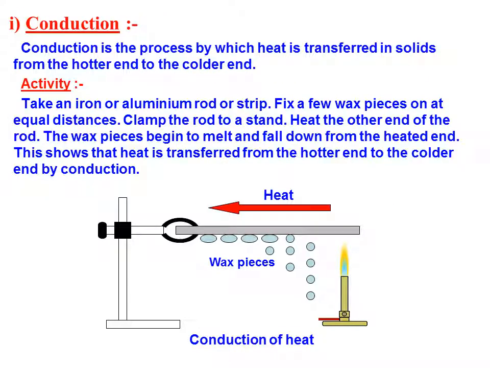Conduction. It is the process in which heat is transferred by means of solids. For example, here is an activity. Suppose in this activity one end of the tube is made hotter by using a burning flame. Then the heat is transferred to the other end of the pipe, where the wax pieces melt down and fall. So it means the heat is transferred from one end to the other end. This process is known as conduction.